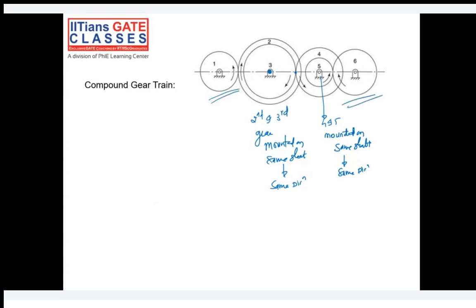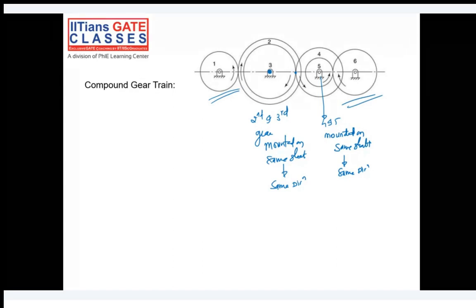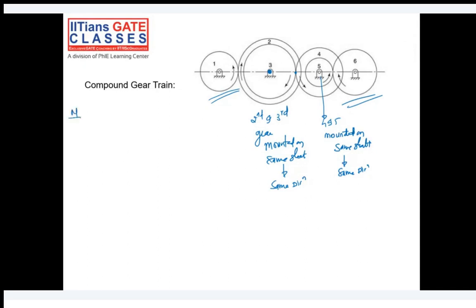So the same formulation I can do here. N2 by N1, what can I write? N2 by N1 is T1 by T2. The second gear is not connected to the third gear, right? They are on the same shaft, they are not in touch with each other. But whatever is the speed of N2, the same is the speed of N3. N2 and N3 are the same, because they are mounted on the same shaft, so same direction, same shaft, same speed.